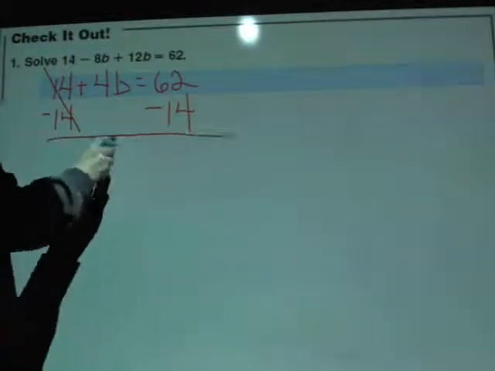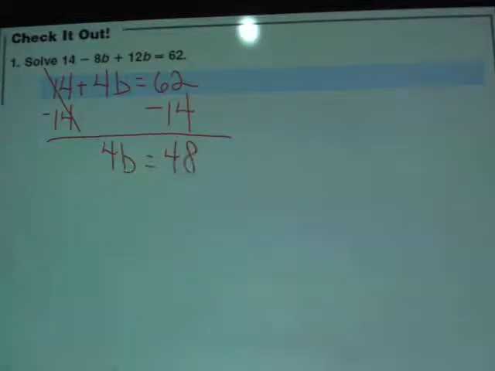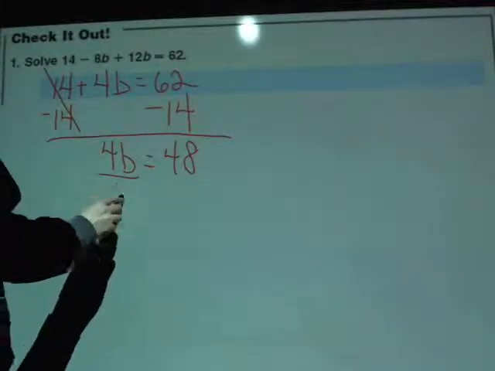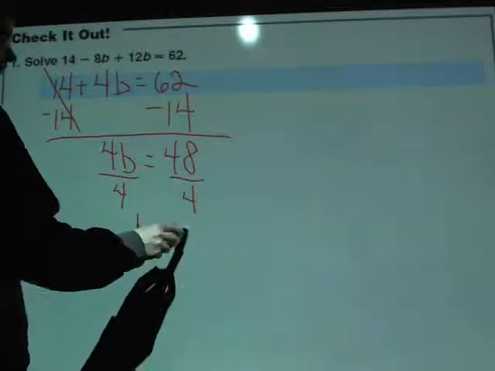And that's going to give me 4b equals, in this case, 48. That's a multiplication question. And of course, that's pretty easy because now we know we just do the opposite again, which is to divide. And we divide out 4, and b equals 12.